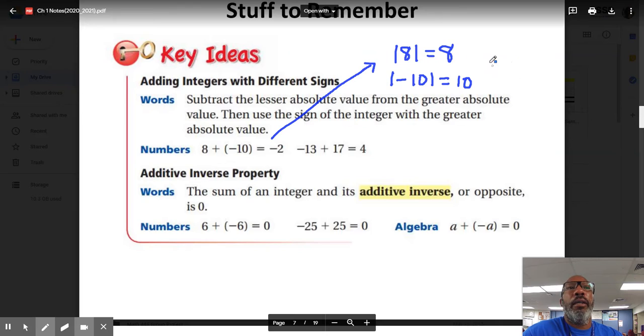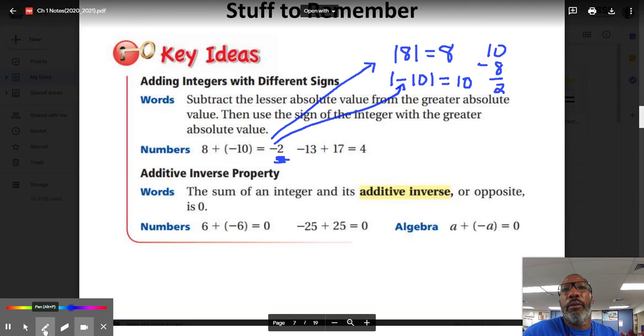And then you can go ahead and do some subtraction. You're going to take 10 and you're going to subtract 8 from it. And what do you get? You get 2. So notice in the answer, I have 2 here. And then I'm going to borrow this negative sign from here. Okay? And I put it in front because that absolute value is the greater absolute value. -10 creates the greater absolute value.